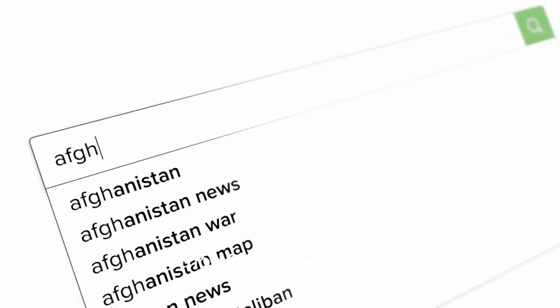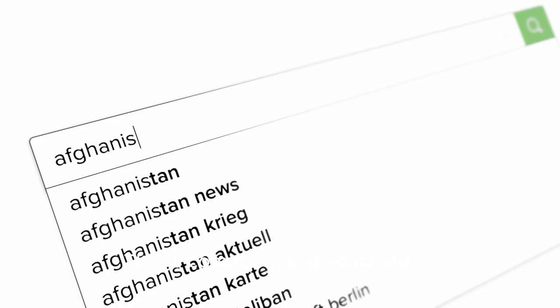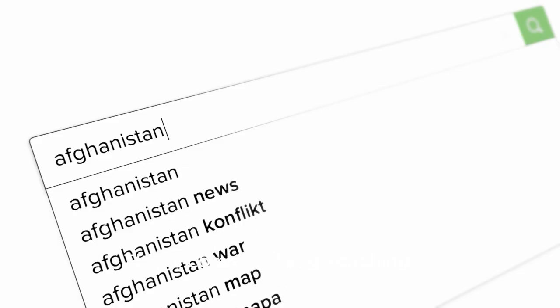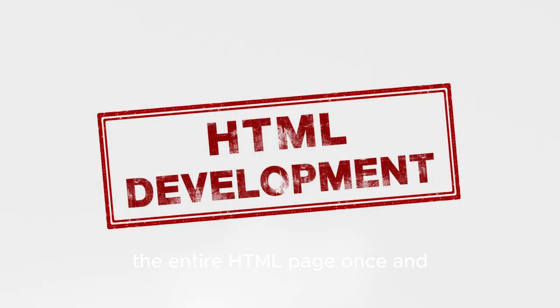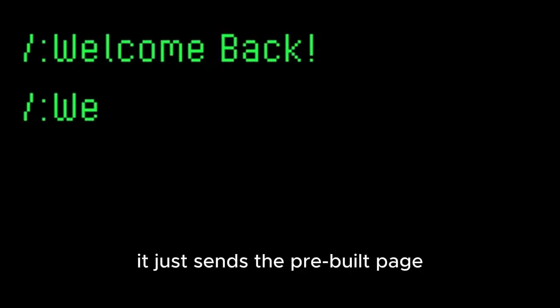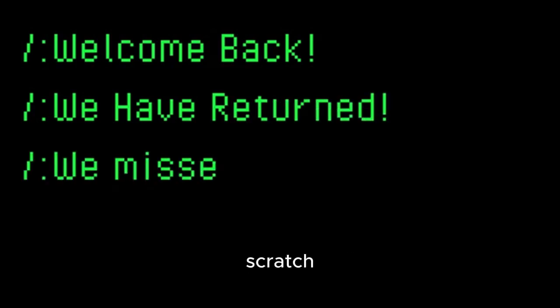Another server-side method is full-page caching. This is common for static content, like a blog post or an About Us page. The server generates the entire HTML page once and then stores it. For subsequent visitors, it just sends the pre-built page, skipping the entire process of building it from scratch.